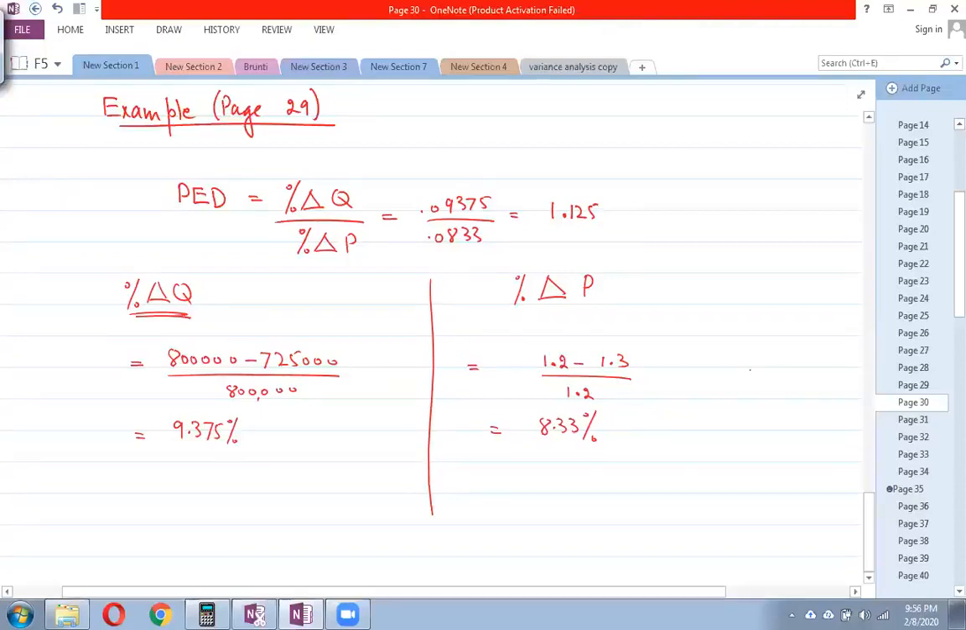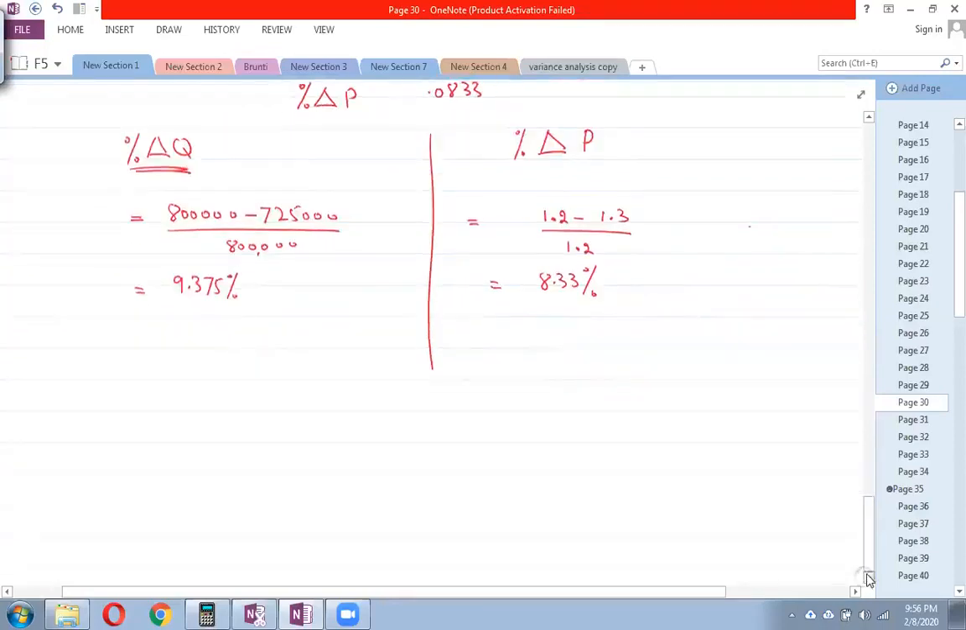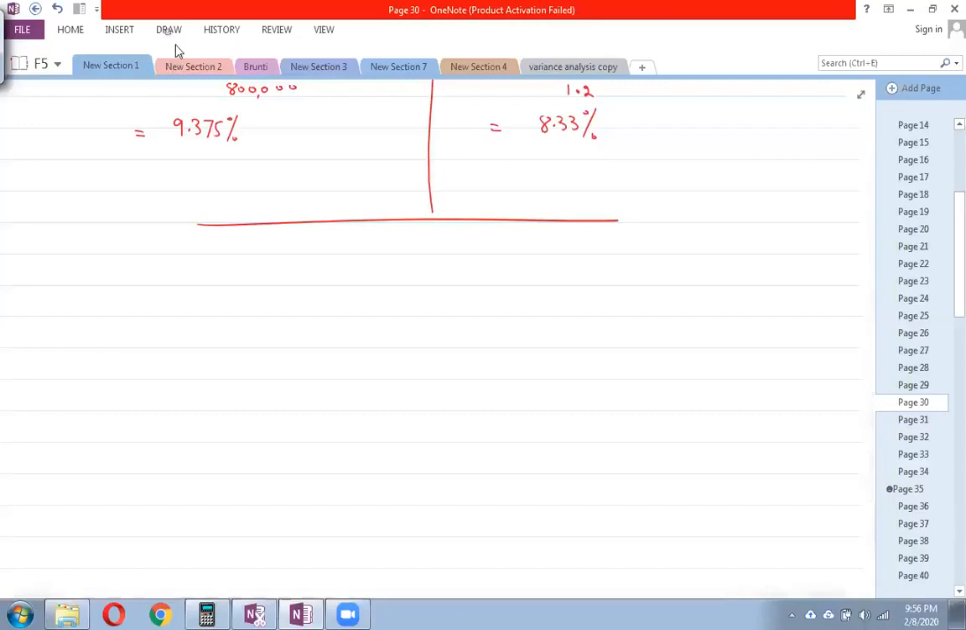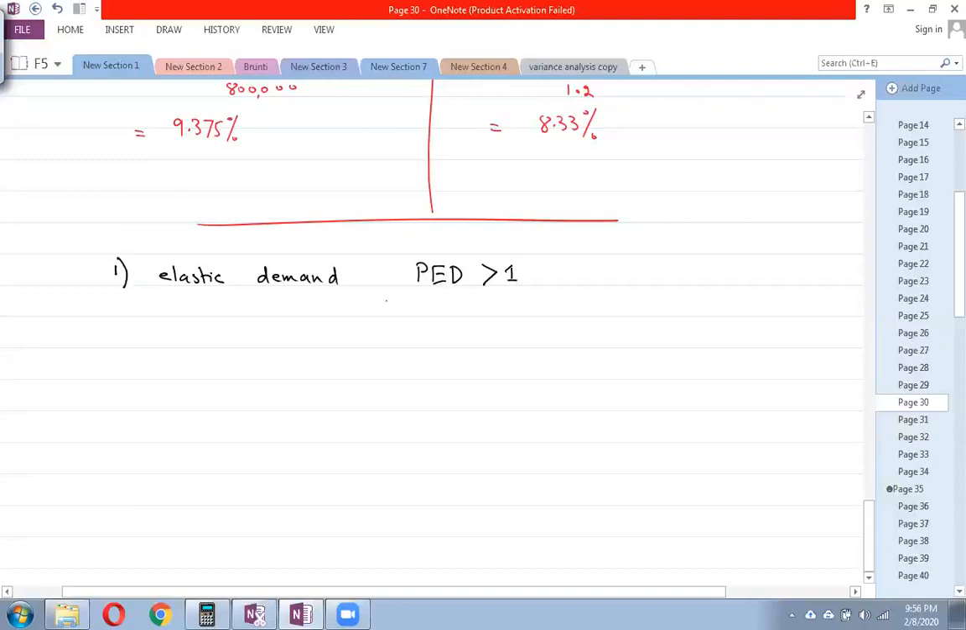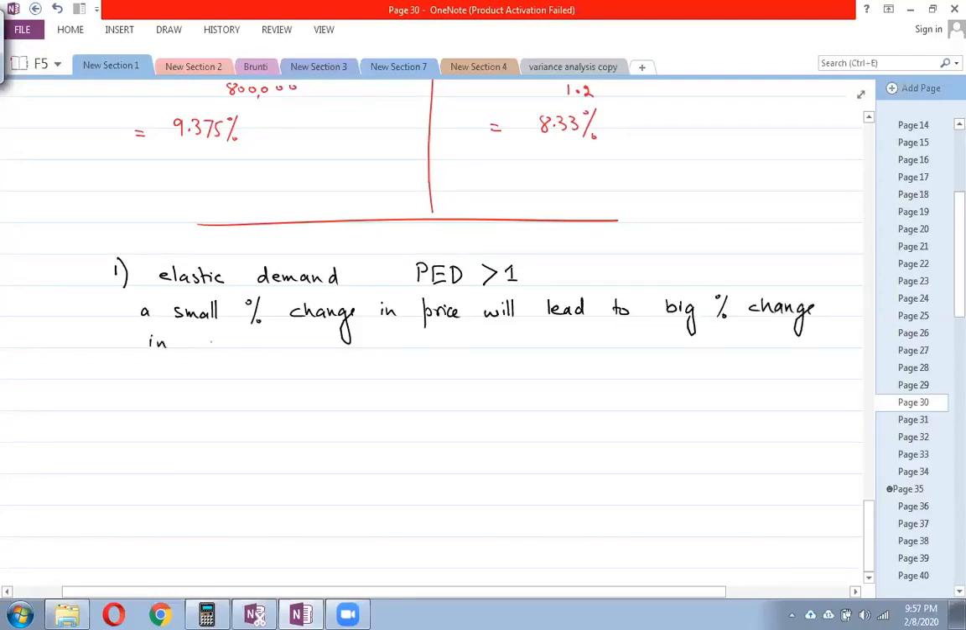Now, once we get our answer, the rules that we have to see is, number one, if it is elastic demand, our price elasticity of demand will be greater than 1, which means a small percentage change in price will lead to a big percentage change in demand.